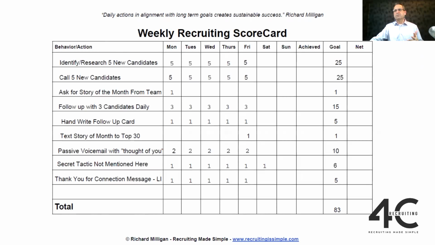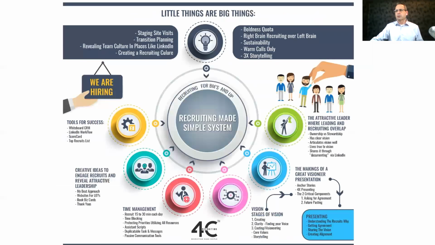And so this gives you some ideas of what that, here's a score of 83, right? Here's some simple things. You can do this in 15 to 30 minutes a day. Okay, so we've talked at a high level about all of the things that are most important, right? The little things are the big things.